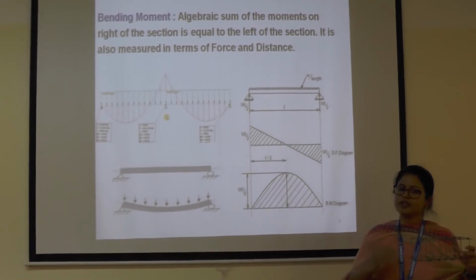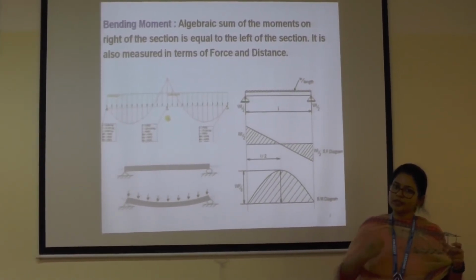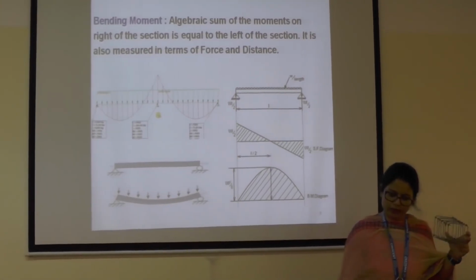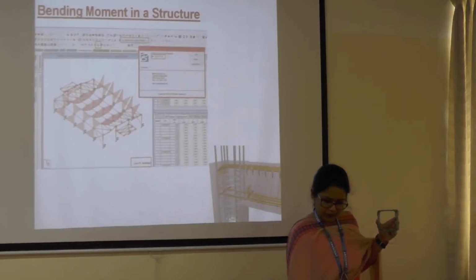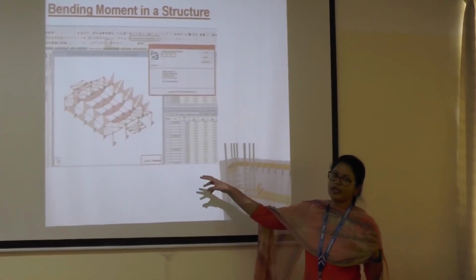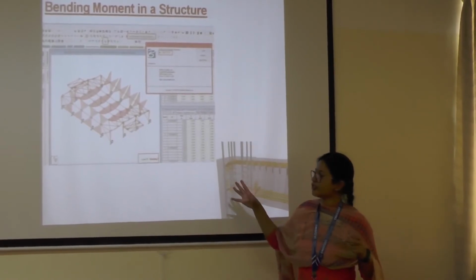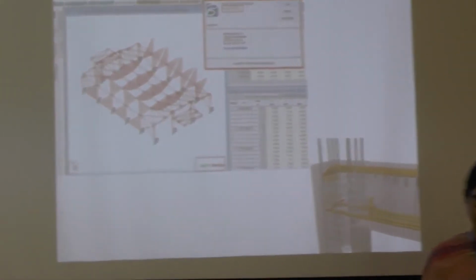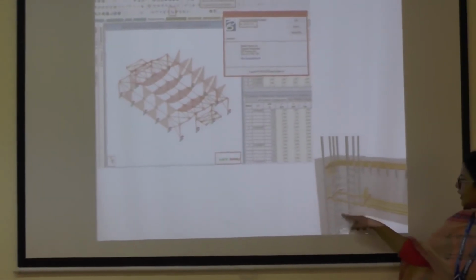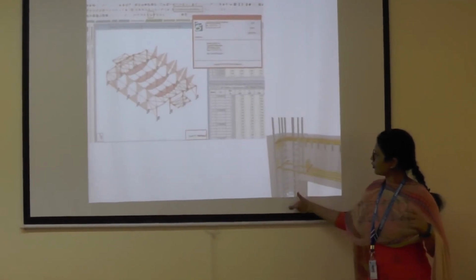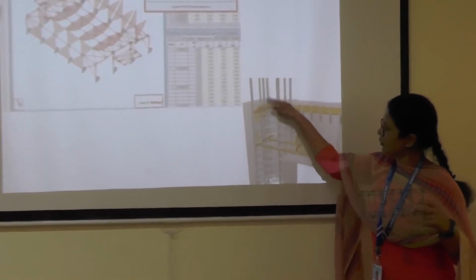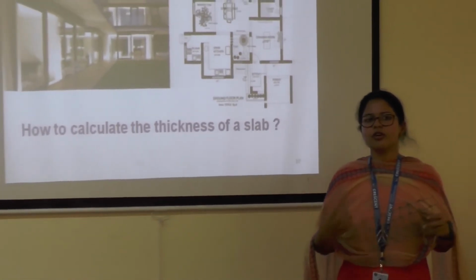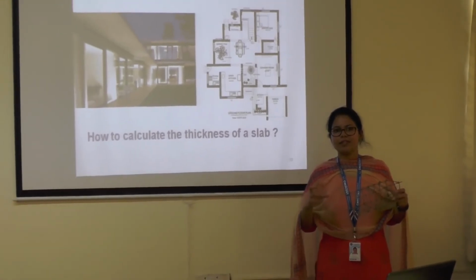So now we have studied shear force. To take up the shear force, we provide stirrups, and to take up the bending moment, we provide reinforcement. So two things we have studied. Here you can also see the bending moment profile from the software, how the entire structure shows its bending moment profile, and keeping that moment in mind we design the reinforcement. You can also see the beam reinforcement getting joined with the column reinforcement. Now I am going to talk about the thumb rule for slab thickness and beam thickness.